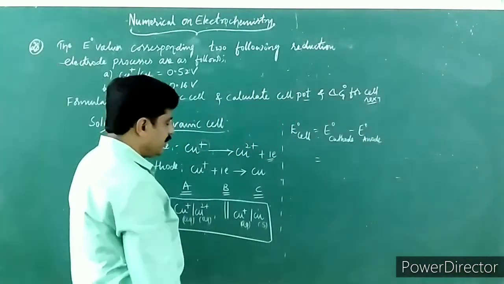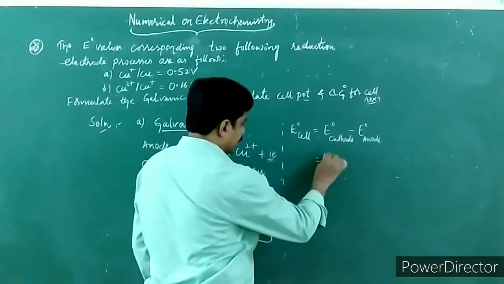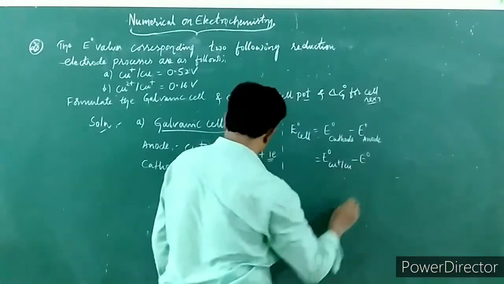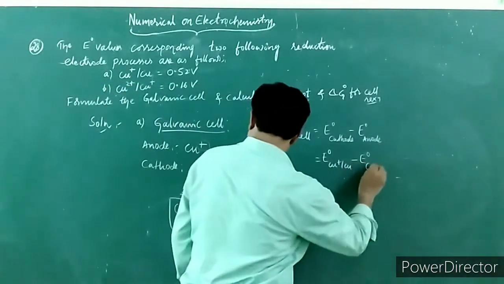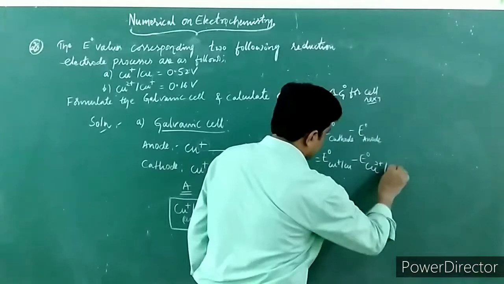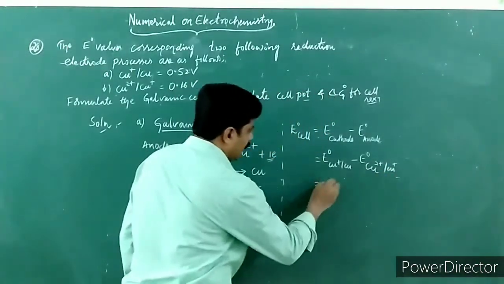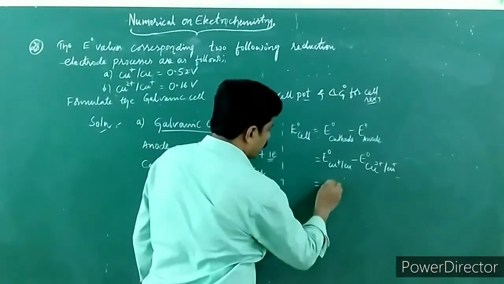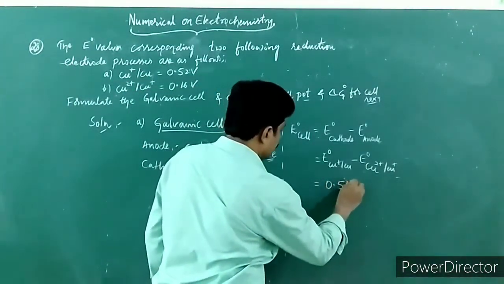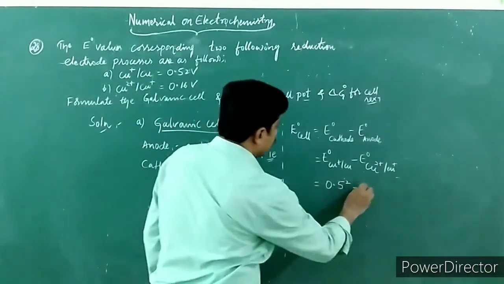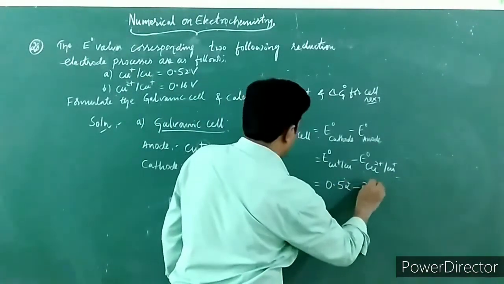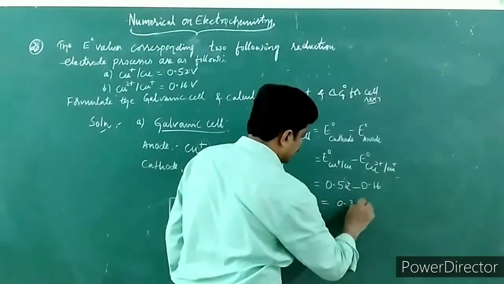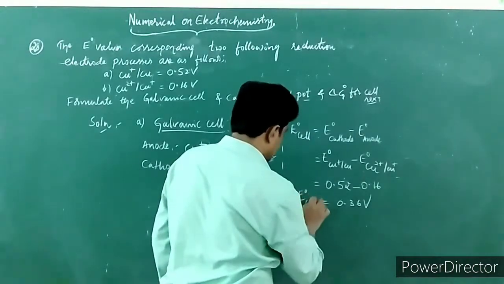Children, cathode is what? Cathode is E naught Cu plus bar Cu minus E naught Cu2 plus bar Cu plus, is it not? Now you know the value. E naught Cu plus bar Cu is equal to 0.52 minus 0.16. Now if you subtract, you are going to get 0.36 volts. This is E naught cell.